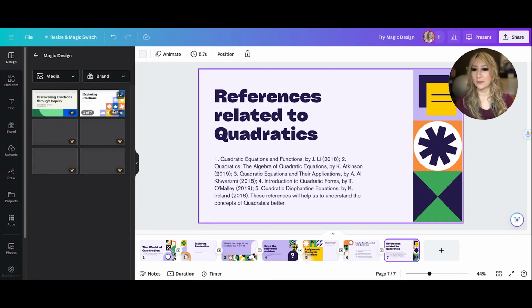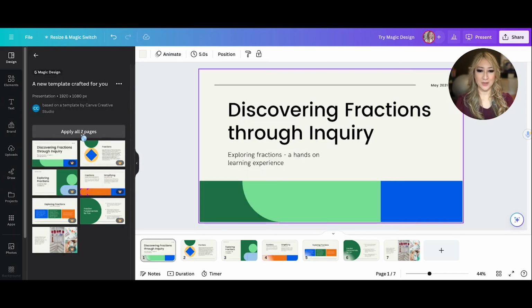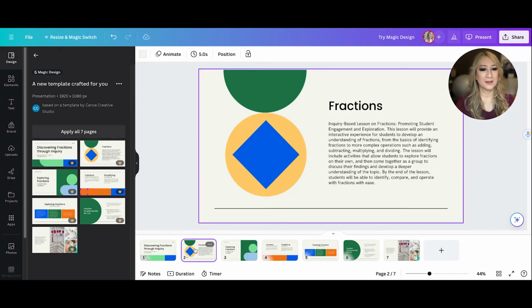I'm going to see all. And so let's just click on the first one. And then I'm going to apply all pages. So we're moving into fractions. Okay. So it starts off with looking at interactive experience with students. I'll give you a chance to read that. It'll include activities that allow students to explore and then come together as a group to discuss their findings.